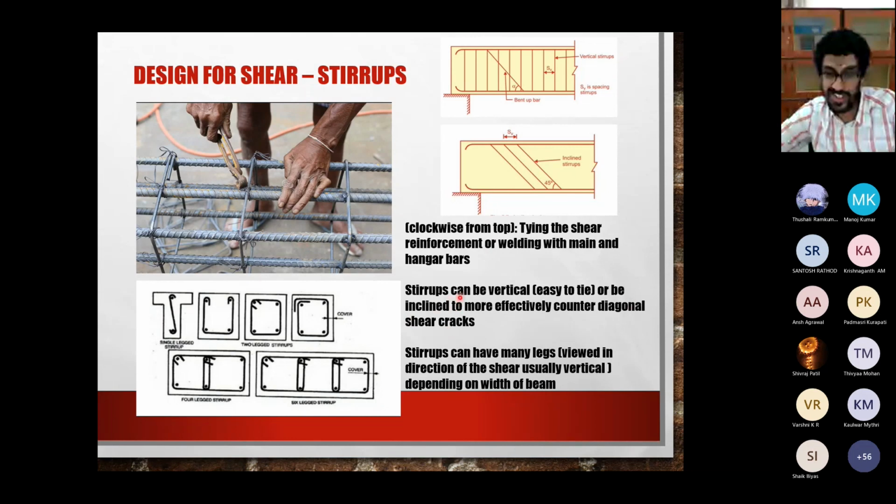So stirrups can be vertical like this, because this is the most easy way to actually tie your stirrups with the longitudinal reinforcement. This is the most preferred and most easy thing to do. But the most effective thing to do is to make it at 45 degrees. So why do I make my stirrups at 45 degrees? Why is it effective?